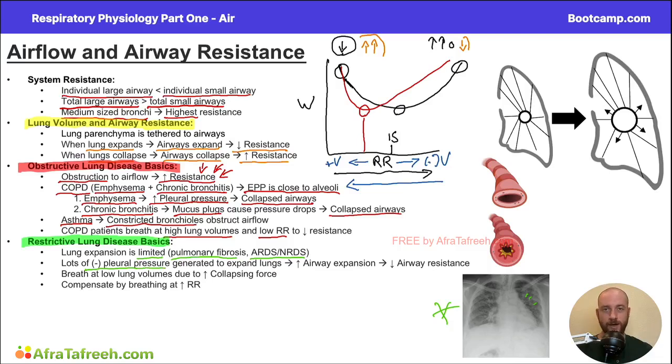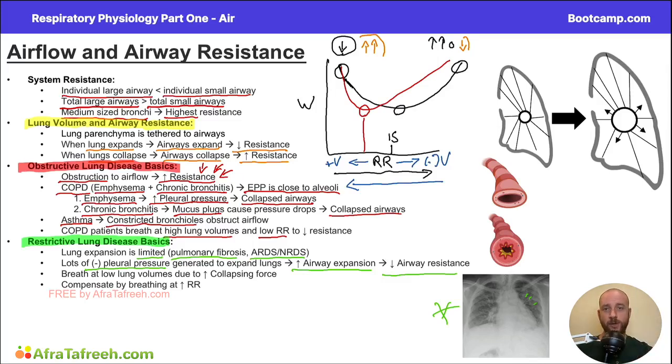And even though we might not expand the lungs very much, that negative pleural pressure is really going to pull on the lung parenchyma, and that's really going to pull on the airways and cause the airways to expand. And as a result of this airway expansion, in restrictive lung conditions, we usually have low airway resistance. And when we plot our restrictive lung disease curve on the work of breathing graph here, the curve is actually going to be shifted to the right.